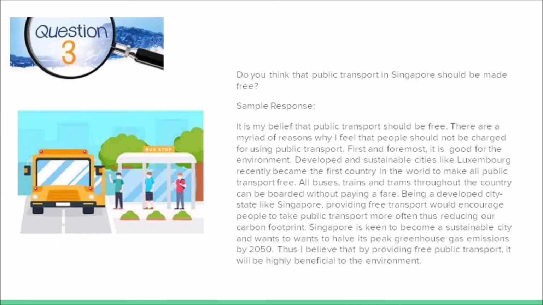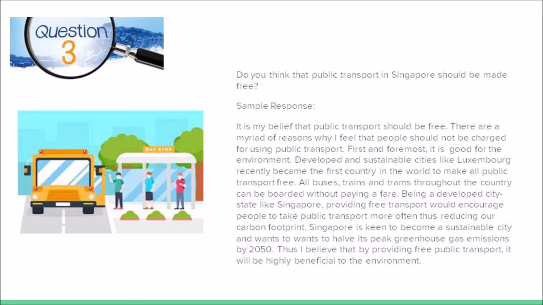Question number 3. Do you think that public transport in Singapore should be made free? It is my belief that public transport should be made free. There's a myriad of reasons why I feel that people should not be charged for using public transport. First and foremost, it's good for the environment. So bring out your point.